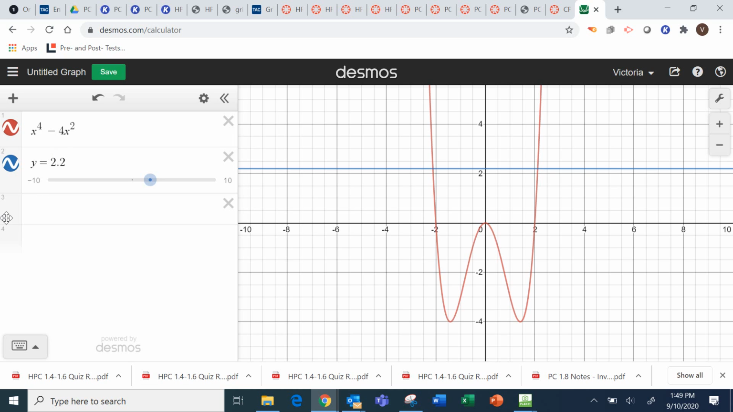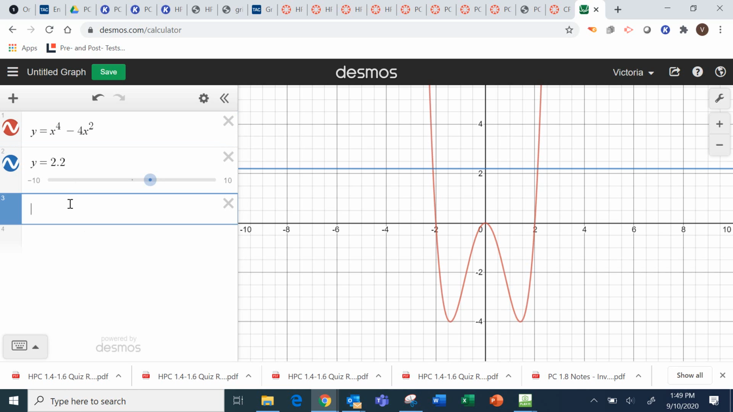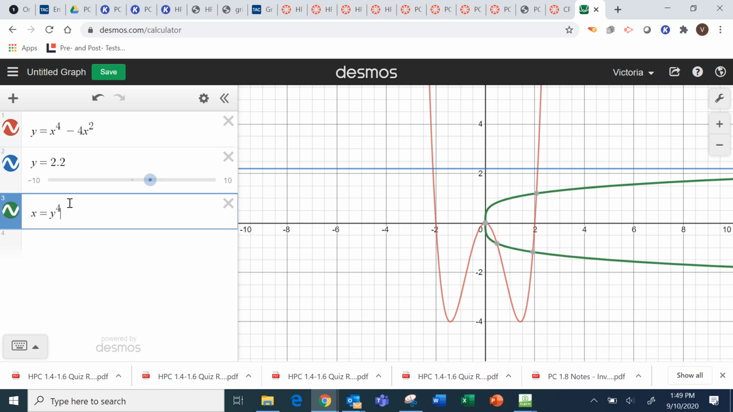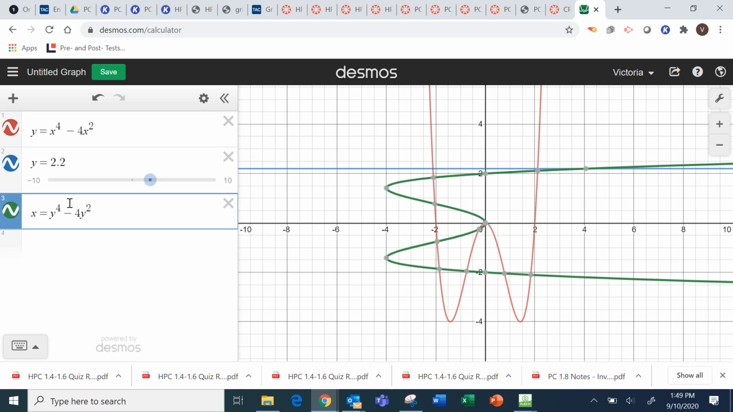You guys watched my first half of the video. How do we find the inverse algebraically? Switch x and y. So this one right here, I didn't have a y in it originally because you don't need it for Desmos, but there we go, there was a y. So I'm just going to write x equals y to the 4th minus 4y squared. And you can see it did the inverse for me. I didn't even have to switch it so it says y equals.